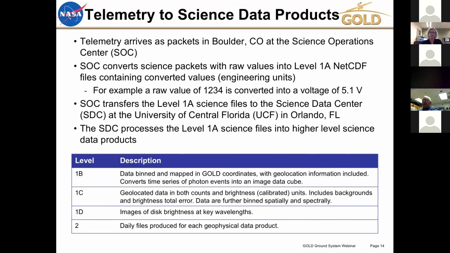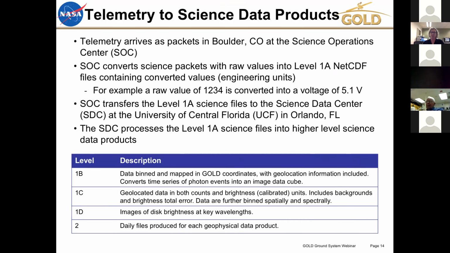So level 1B converts that level 1A file, which has the counts from the detector in detector pixel space. Level 1B then needs to convert from pixel space into Earth coordinates, so latitude and longitude on the Earth. So that's the first conversion, the first mapping that's applied at level 1B. They still keep the full resolution in terms of each pixel.